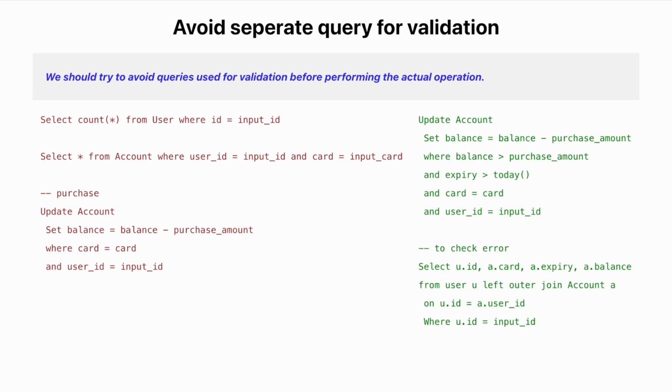In the update query, we just update the balance column for the given user ID and card. Instead, we can use a single update query where it has all the validation check in the form of search criteria. If the number of rows affected by update query is 0, then we can execute another query to get the appropriate error message. After executing the second query on the right side, if no rows are returned, then there is no user with input ID. If rows are returned, we can check if there is a valid account with future expiry date and balance. So instead of doing this in three queries, we have reduced it to two queries. And for valid inputs, only one query will be executed.